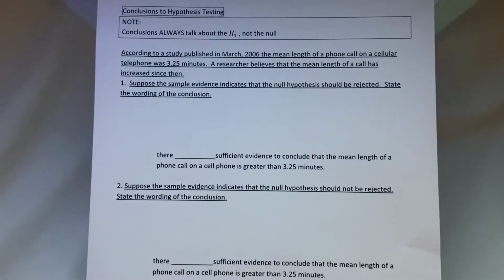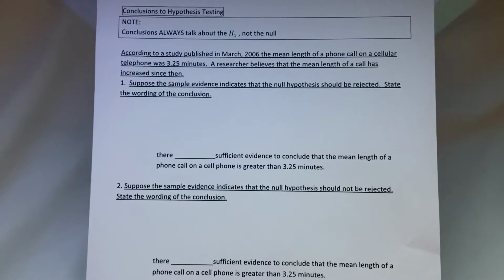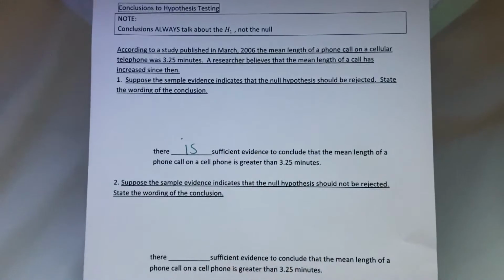So according to a study published in March 2006, this is the phone call problem again. A researcher believes that the mean length of the call has increased since it was 3.25 minutes per call then. Suppose your evidence indicates the null hypothesis should be rejected. If your null hypothesis should be rejected, that means there is sufficient evidence, since you rejected, to conclude the mean length of the phone call of a cell phone is greater than 3.25 minutes. Notice that this was our alternative hypothesis.